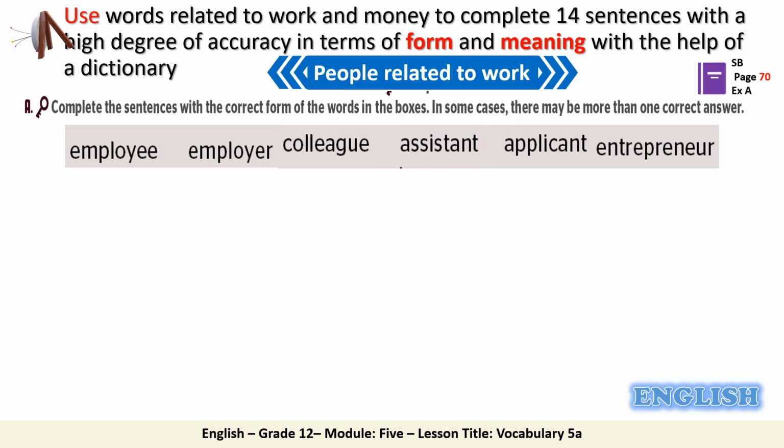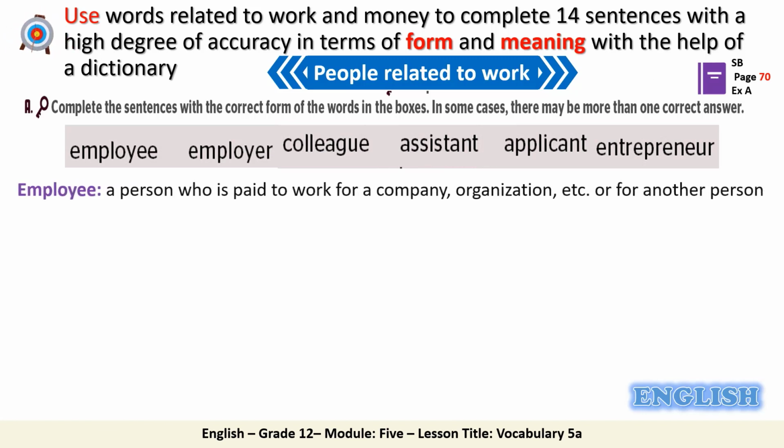Now we will see the words employee, employer, colleague, assistant, applicant, entrepreneur. They deal with people related to work. So please pause this video here and try to work out the meaning of these words using your dictionary or your own background knowledge. Well done. Let's find out about their meanings.